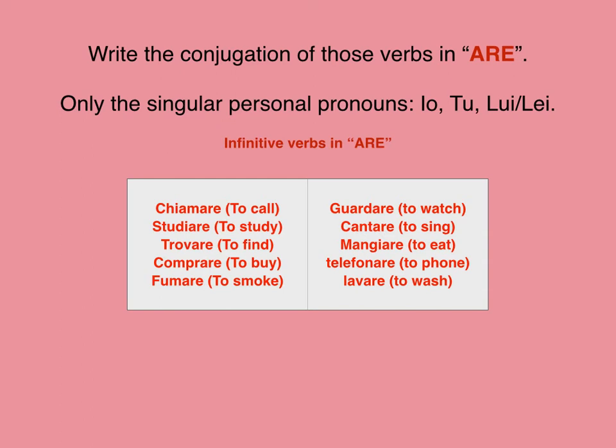Now here are some verbs in are, and I would like you to write the conjugation of those verbs in are. Use only the singular personal pronouns for now. Io, tu, lui o lei. So the verbs are chiamare, studiare, trovare, comprare, fumare, guardare, cantare, mangiare, telefonare, lavare.